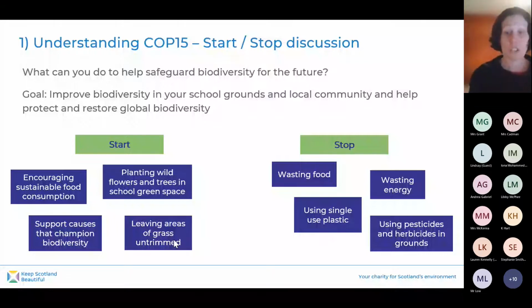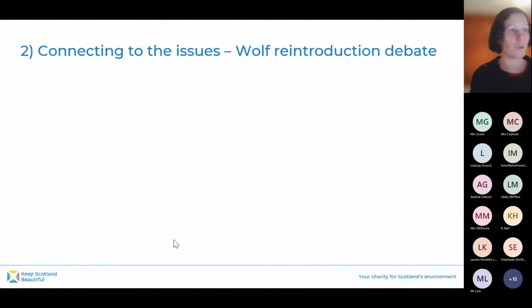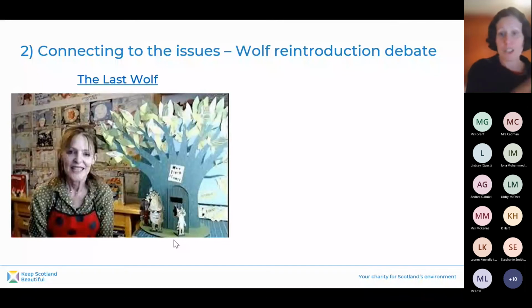So once you've done that, another thing you can do to learn a bit more about biodiversity and how it works is to have a think about wolves. So this is one that we're recommending. It's a slightly differentiated activity for different age groups. If you've got younger pupils, nursery up to maybe P3, I'd recommend that you go and have a look at our live lesson from Climate Action Week if you've not already seen it. That was for early years. It was a reading of the book The Last Wolf, a bit about climate change in there as well.